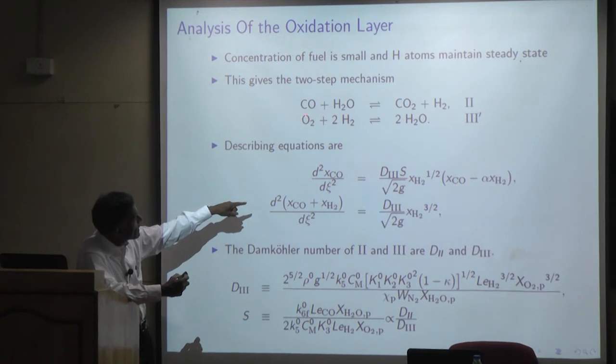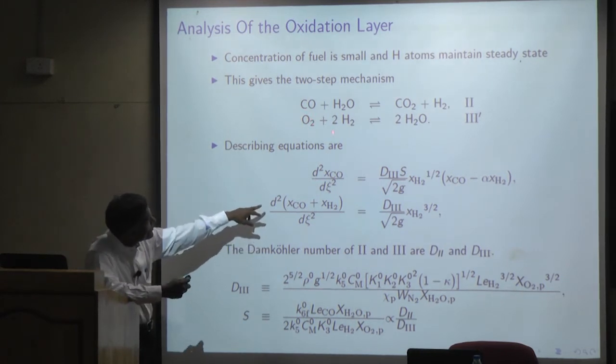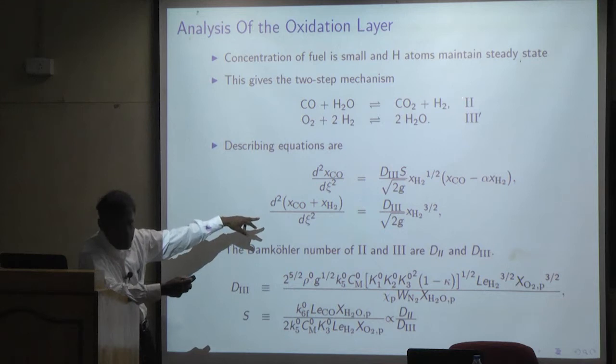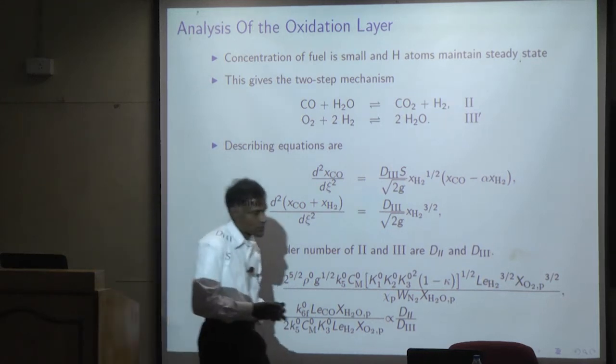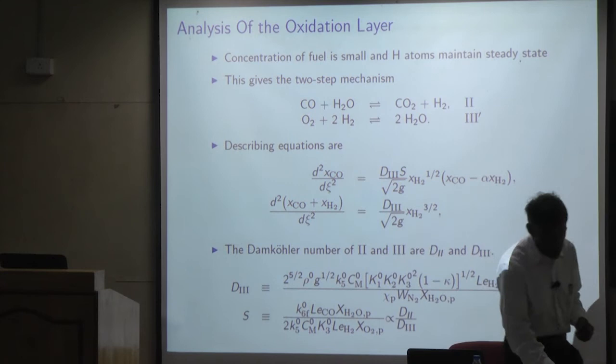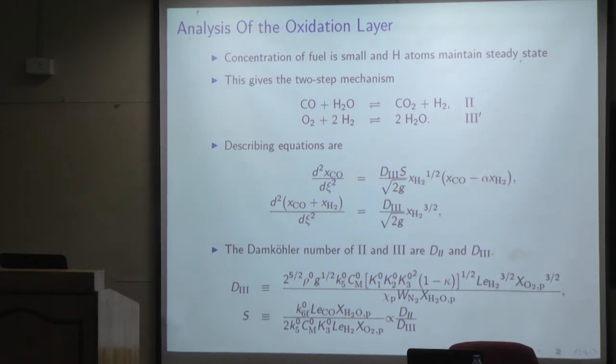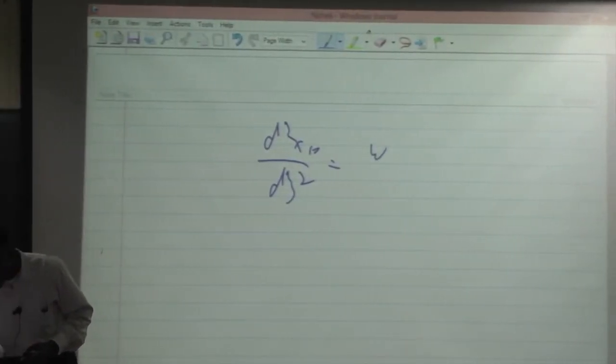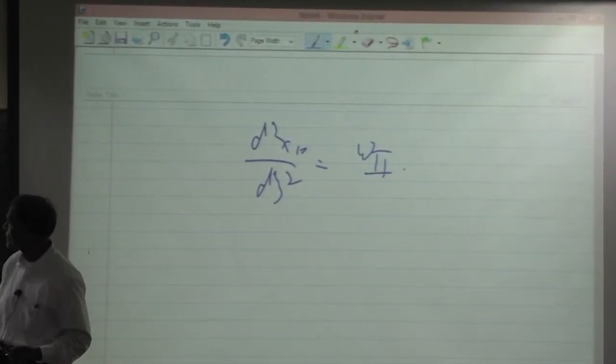If you look at CO, if you add CO and H2, okay? If you write the conservation for CO, it is W2, all right? And for H2, let me just do that. Now if you look at the second, D squared XCO, DC squared, that's going to be W2, right? That's it.